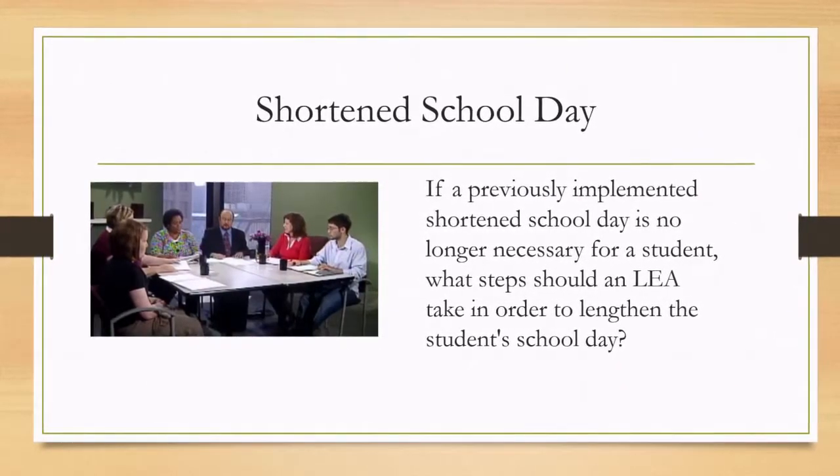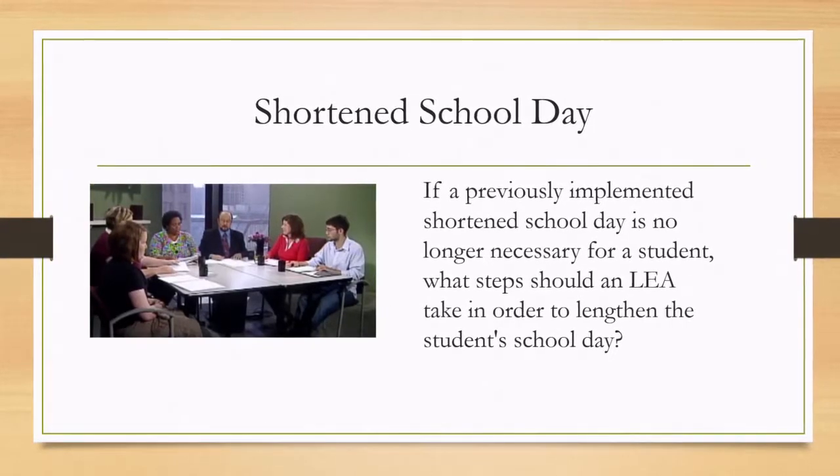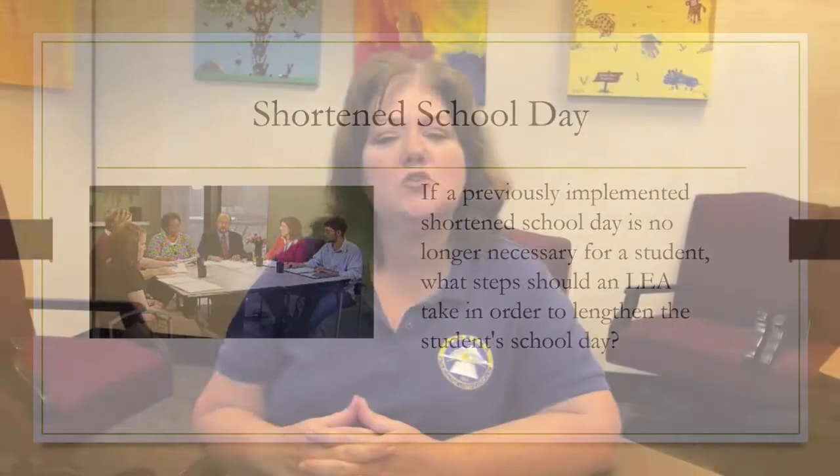When a previously implemented shortened school day is no longer necessary for a student, what steps should an LEA take in order to lengthen the student's school day? If a previously shortened school day is no longer necessary for a student, then the school must conduct an IEP team meeting to change the student's placement to a full school day. The IEP team should review the student's IEP to ensure that it reflects a full day program with the requisite services and supports needed for the student's individualized needs.